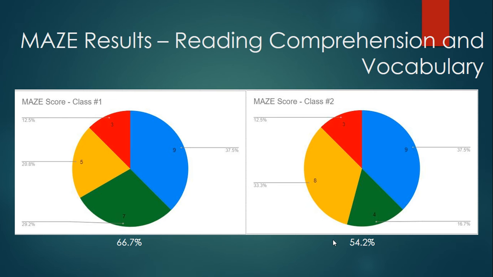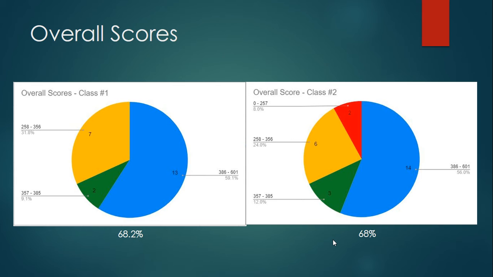And then overall, my students were pretty close when it comes to either being at or above. About 68% of my students were, which is pretty good for the beginning of the year based upon what I am seeing from the past.